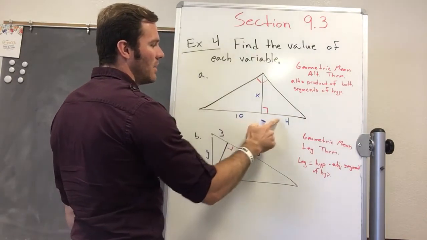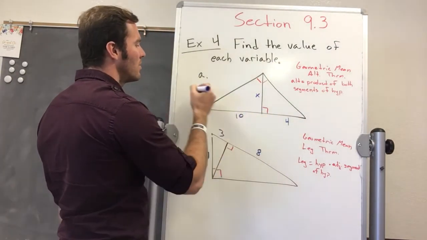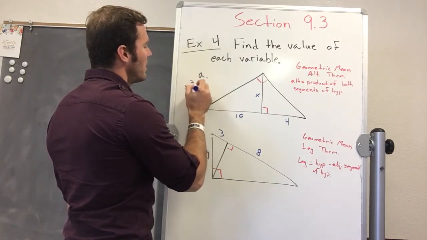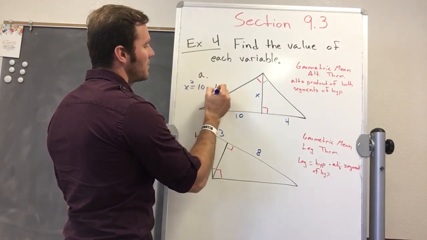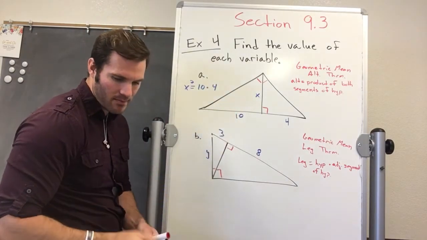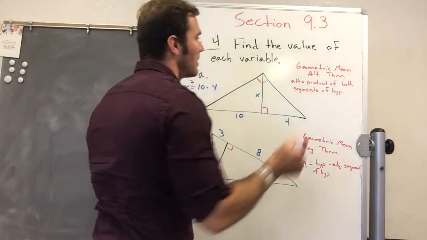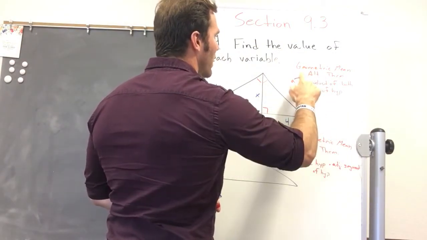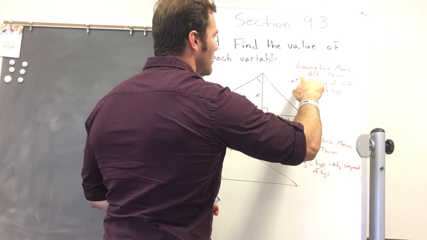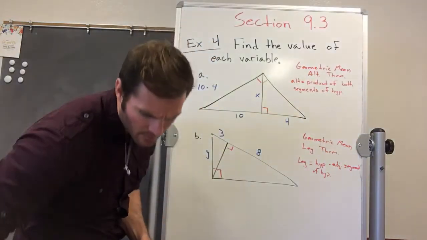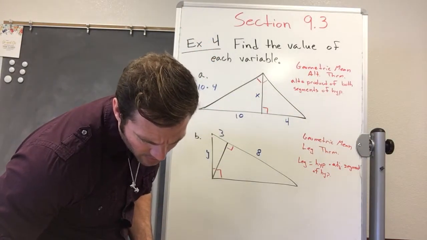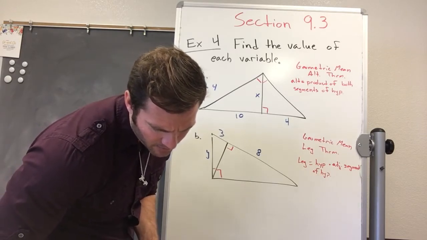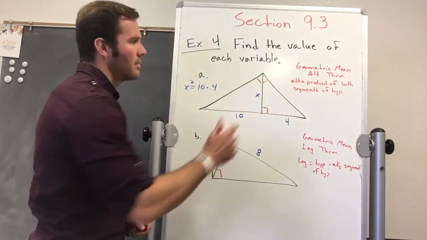Product of both segments of the hypotenuse. Well, here's this segment and here's this segment. So I'm going to do x squared equals 10 times 4. I guess that would be important. The length of the altitude is the geometric mean of the lengths of the two segments. Yeah, I got a squared.